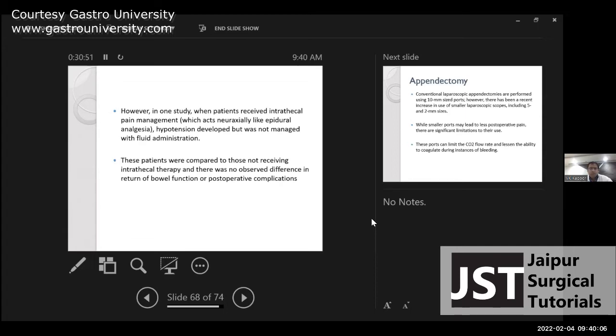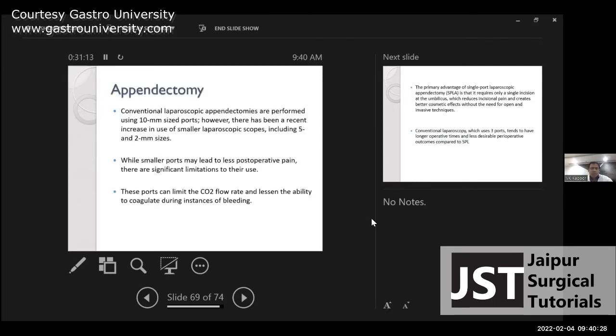However, in one study, when patients received intrathecal pain medicine, which acts like an opioid, hypotension developed but was not managed with fluid, but with inotropes. These patients were compared to those who were not receiving intrathecal therapy, and there was no difference in bowel function, whether it is epidural or intrathecal. There was no difference in bowel function and postoperative complications.